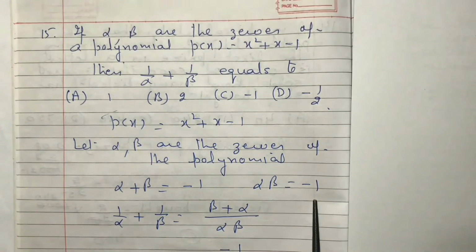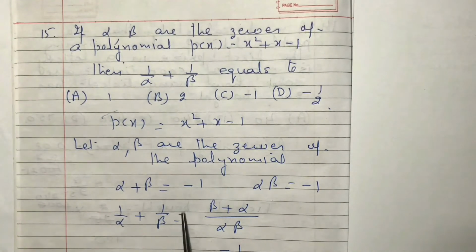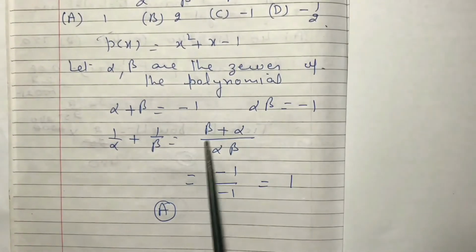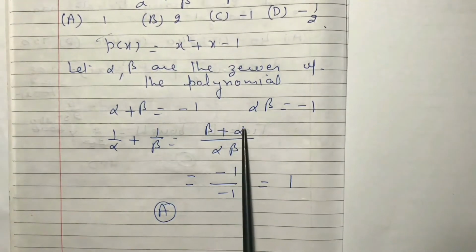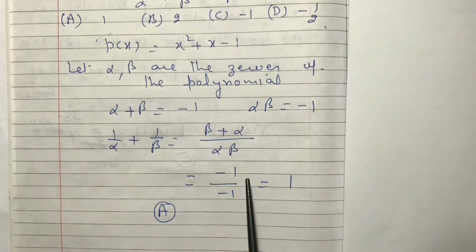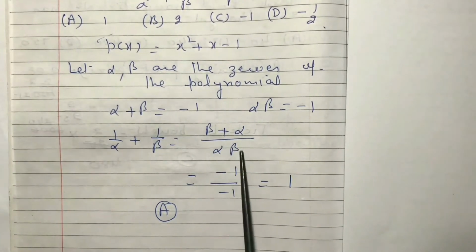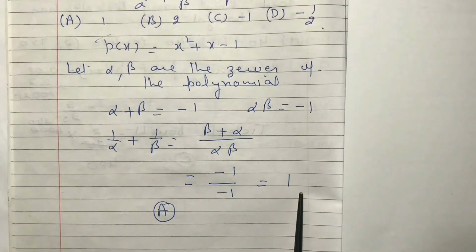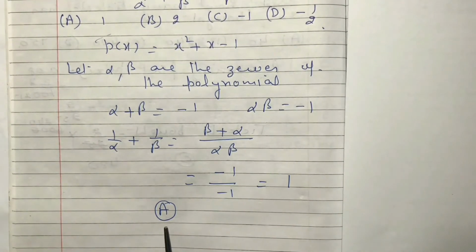Alpha beta is equal to minus 1. We have to find the value of 1 by alpha plus 1 by beta. So this is equal to beta plus alpha upon alpha beta. So its value is minus 1. Value of alpha beta is minus 1. Minus minus cancel, you will have 1. So A is the option.